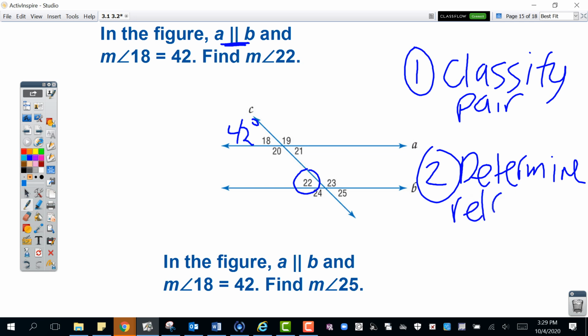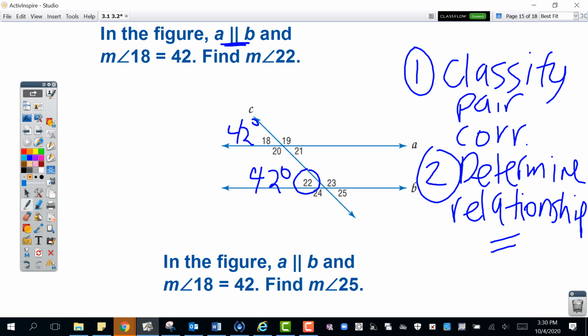So now hopefully as you're doing more of these, you can easily see that these 2 angles are again corresponding angles because they're both in the top left here. All right, so we're classifying the pair. They're corresponding. Then I go to my T-chart. Are they equal or do they add up to 180? And we see corresponding are equal. Therefore, if the measure of angle 18 is 42, the measure of angle 22 is also 42 degrees.